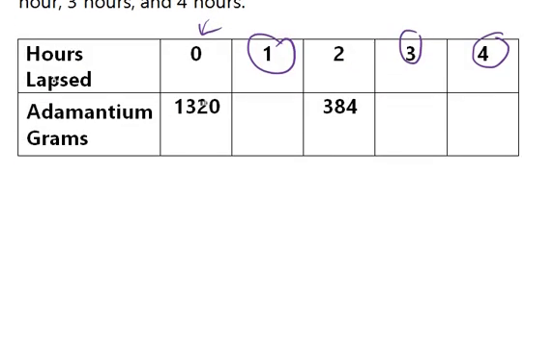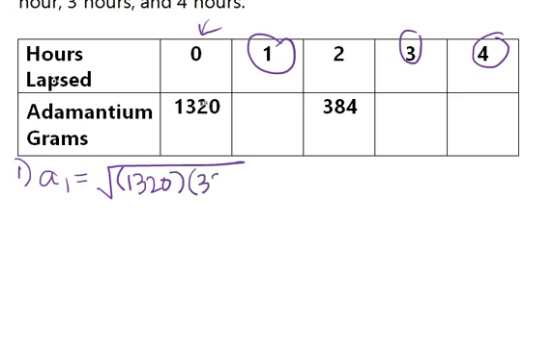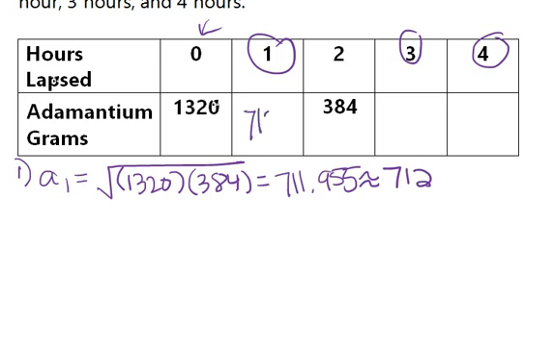So let's scroll down here. The first step is to use the geometric mean to find the missing value at 1 hour. To find a sub 1, we take the square root of the product of 1320 times 384, which is 711.955, approximately 712. So we're going to put in 712 at 1. We found the number of grams of adamantium left at 1 hour.